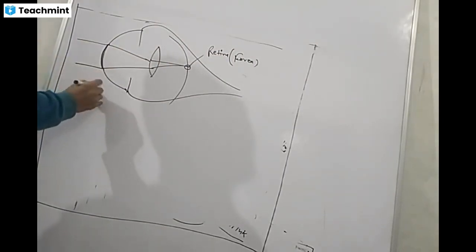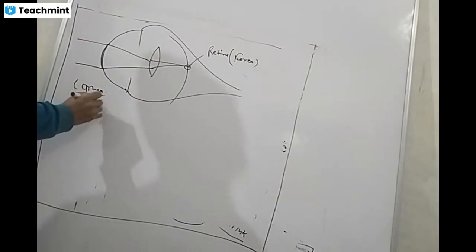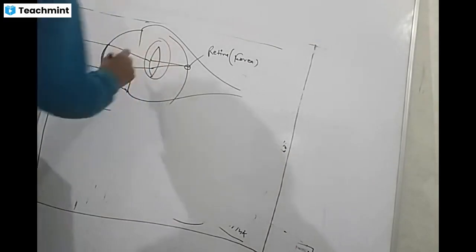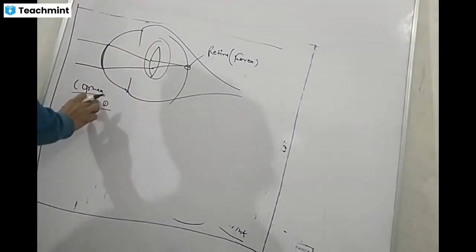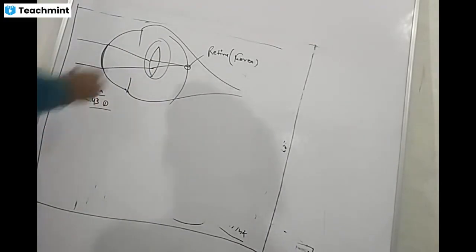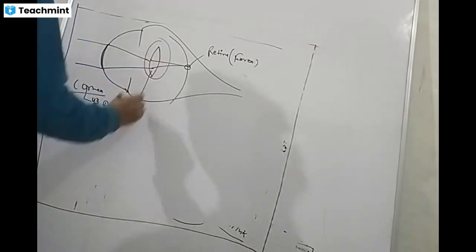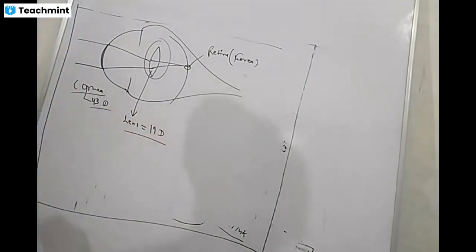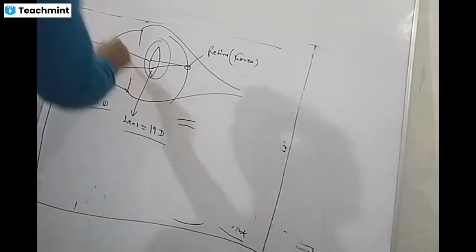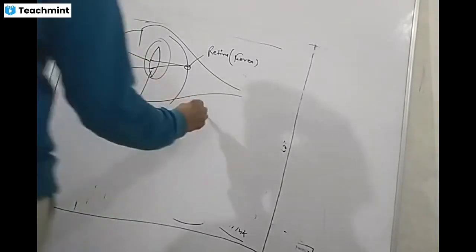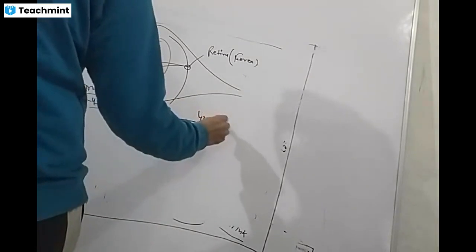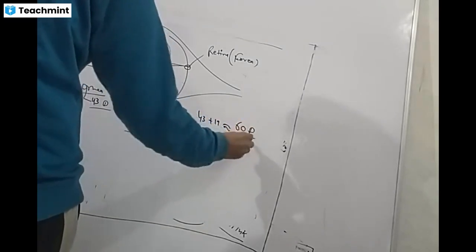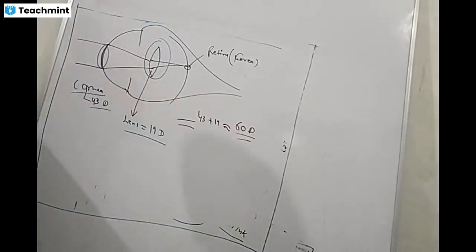The bending power of the cornea is 43 diopter, and the bending power of the lens is 19 diopter. So if we combine these two powers, cornea and lens, 43 plus 19, approximately it will become 60 diopter. That is the power of the human eye.